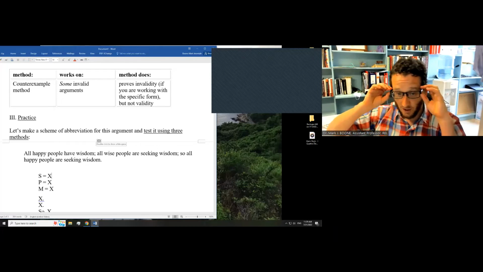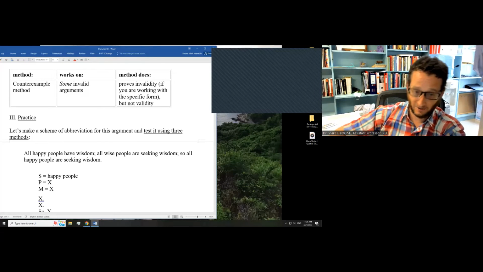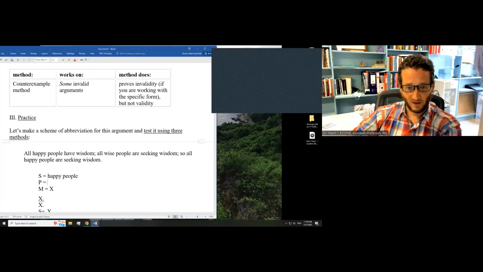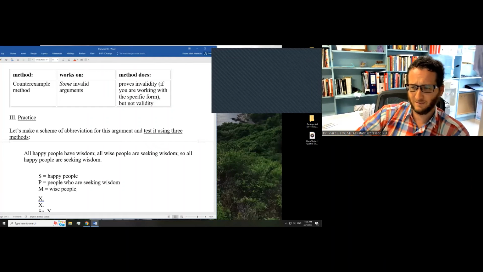The conclusion here is all happy people are seeking wisdom. So happy people is our minor term. People who are seeking wisdom will be our major term, and the middle term is wise people. I'm thinking about what this argument is and where it came from. It's probably been in my notes for over a decade. All happy people have wisdom, all wise people are seeking wisdom, so all happy people are seeking wisdom. It feels like a Barbara syllogism.